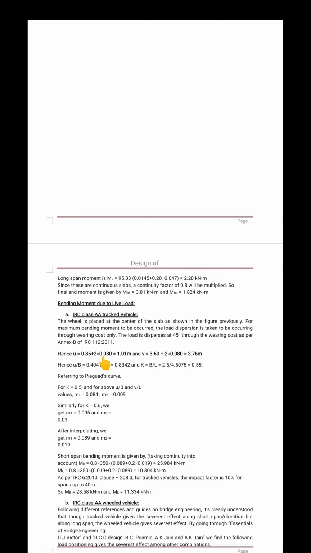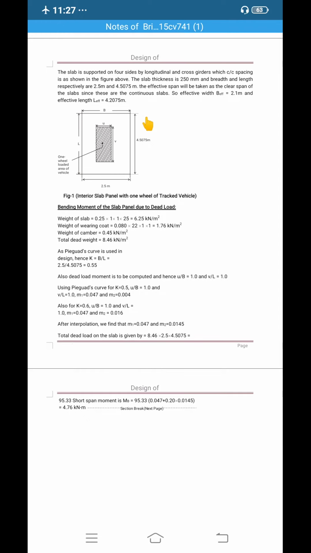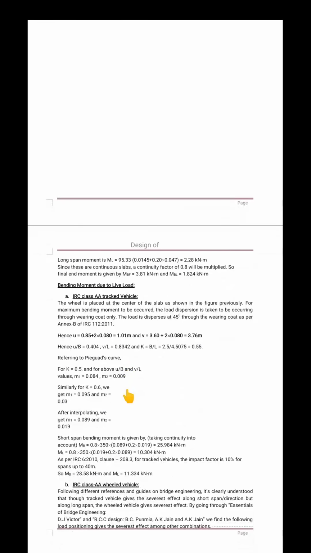This concept has been shown in our manually solved problem. You can check in that. So your u is equal to what? 1.01, and our v is equal to what? The length of this wheel is 3.6 meter. So our v is equal to what? 3.6 plus 2 into 0.080. So this is equal to 3.76.